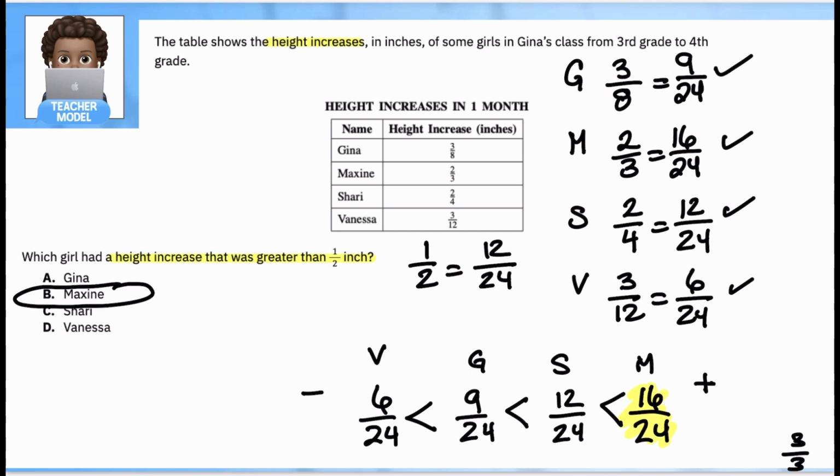So hit pause so you can look over and see where our work is different, and hopefully you're able to catch your mistake.